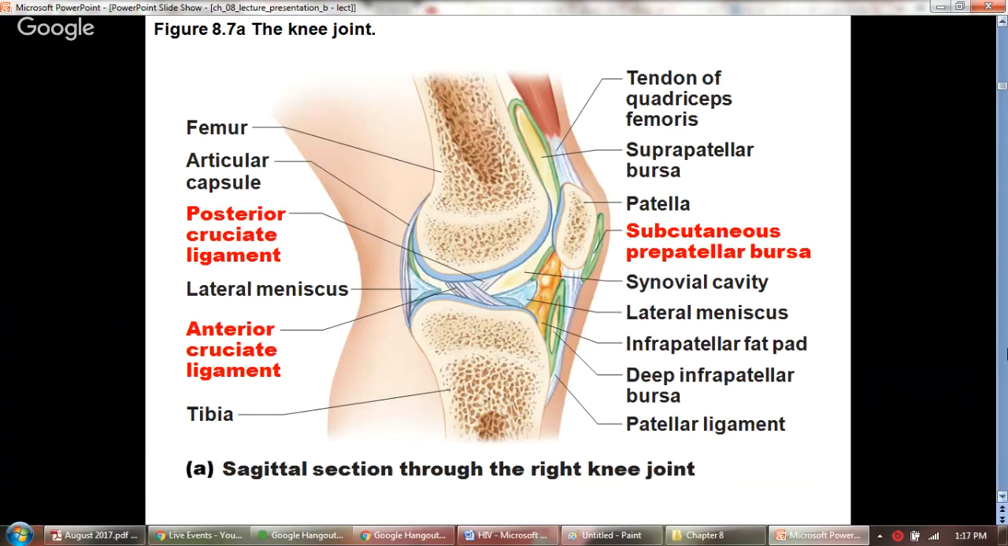Here it shows the sagittal section of the right knee joint. You would see the distal end of the femur and the proximal end of the tibia. You would see the articular discs, which are the menisci, on top of the tibia, and the patella. You would see the patellar ligament over here, where you test for the knee jerk, and the bursae lying between the bones. The highlighted red ones are the anterior cruciate ligament and the posterior cruciate ligament, the intracapsular ligaments. The subcutaneous prepatellar bursa is also important because it is prone to rupture due to kneeling down for most of the day.